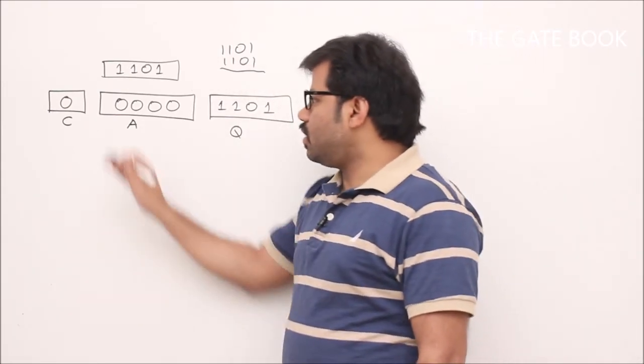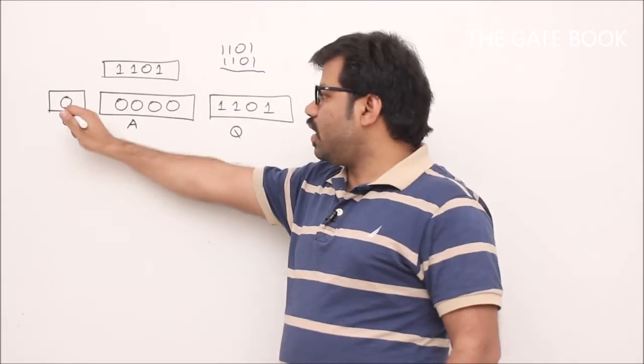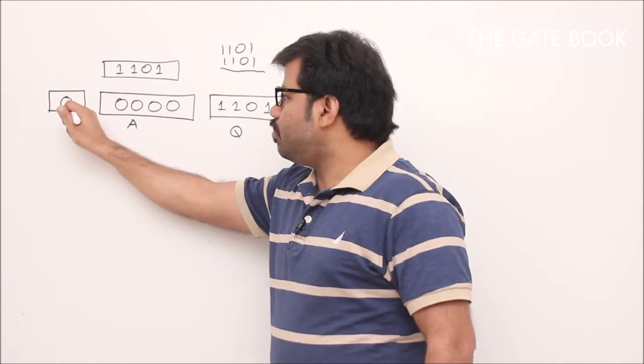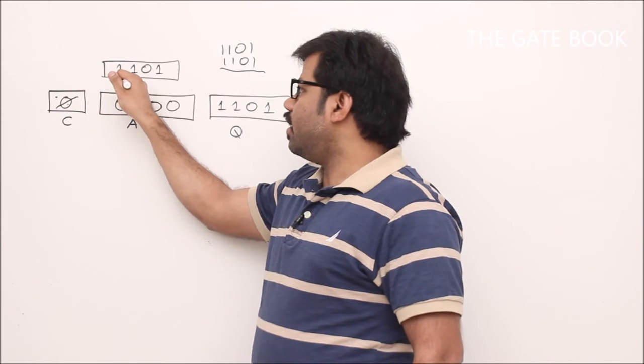First of all, this circuit you understood now. It is like an unsigned multiplication circuit, but the only thing is that while shifting, this bit is updated by either 0 or 1 depending on the multiplicand.